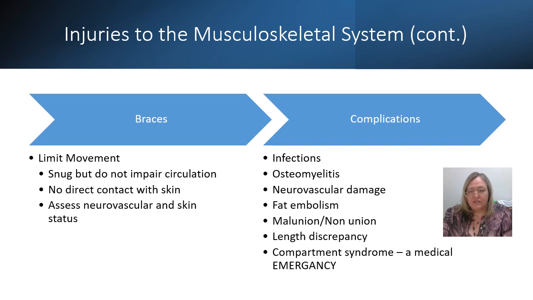Complications of broken bones, I want to mention those really quick also. Infection, of course, osteomyelitis, neurovascular damage is a complication, and fat embolisms can happen. So when a bone is broken, there's bone marrow inside the bone. That bone marrow can get into a vein returning to the heart, and that can cause a clotting event, or so a heart attack or a stroke, something like that.